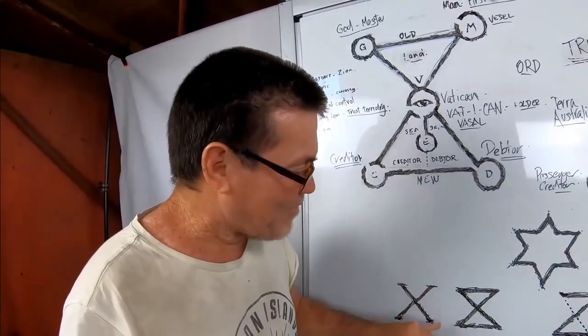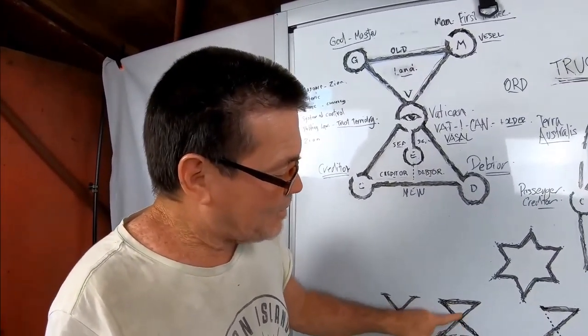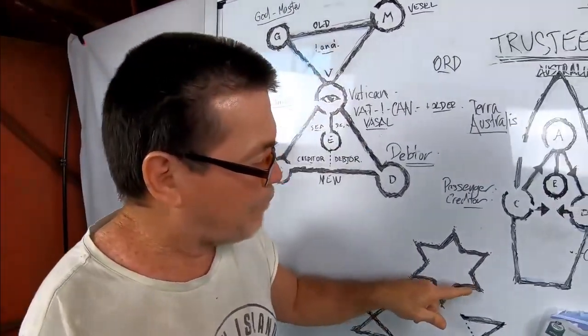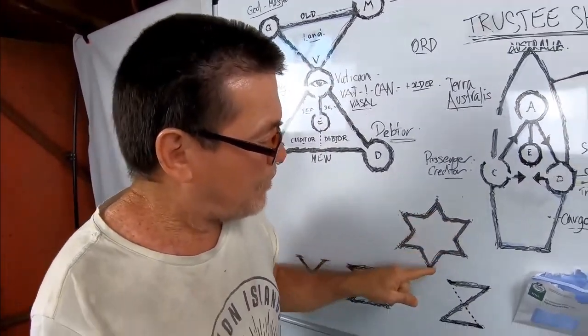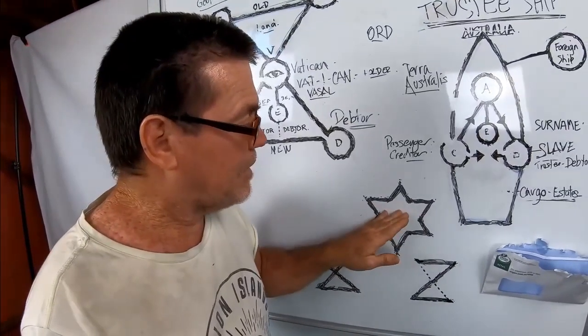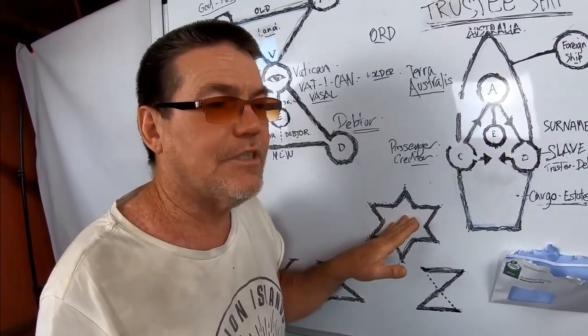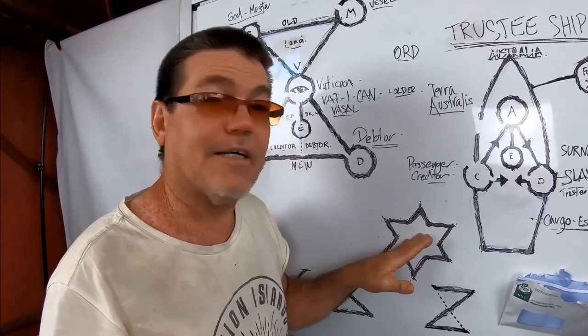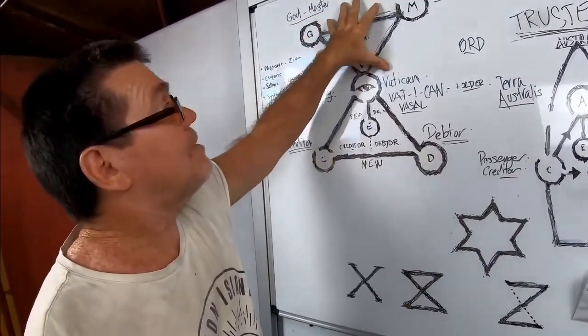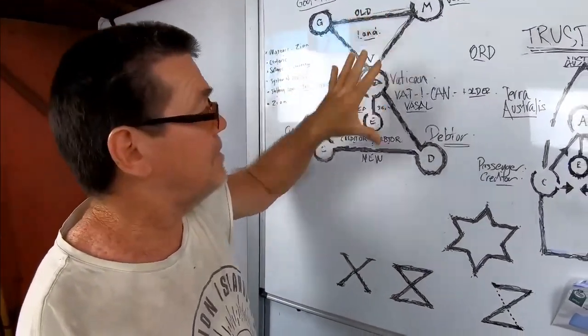Death, symbol of death. These two triangles come together to form this. This symbol is Zionism, which is the debtor and the creditor. The Old Testament, the New Testament.